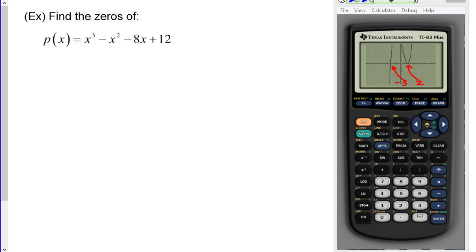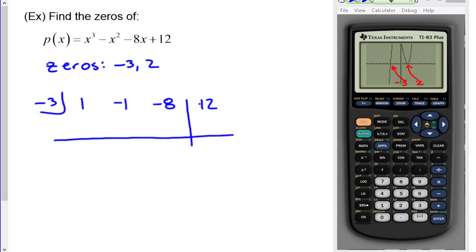All right, so let's see what happens here. I'll start with the negative 3. Okay, so 1, negative 1, negative 8, and 12 are my coefficients. Let's bring 1 down. That's negative 3. So this adds up to negative 4, 12, 4, negative 12, and 0. So that definitely is a 0.